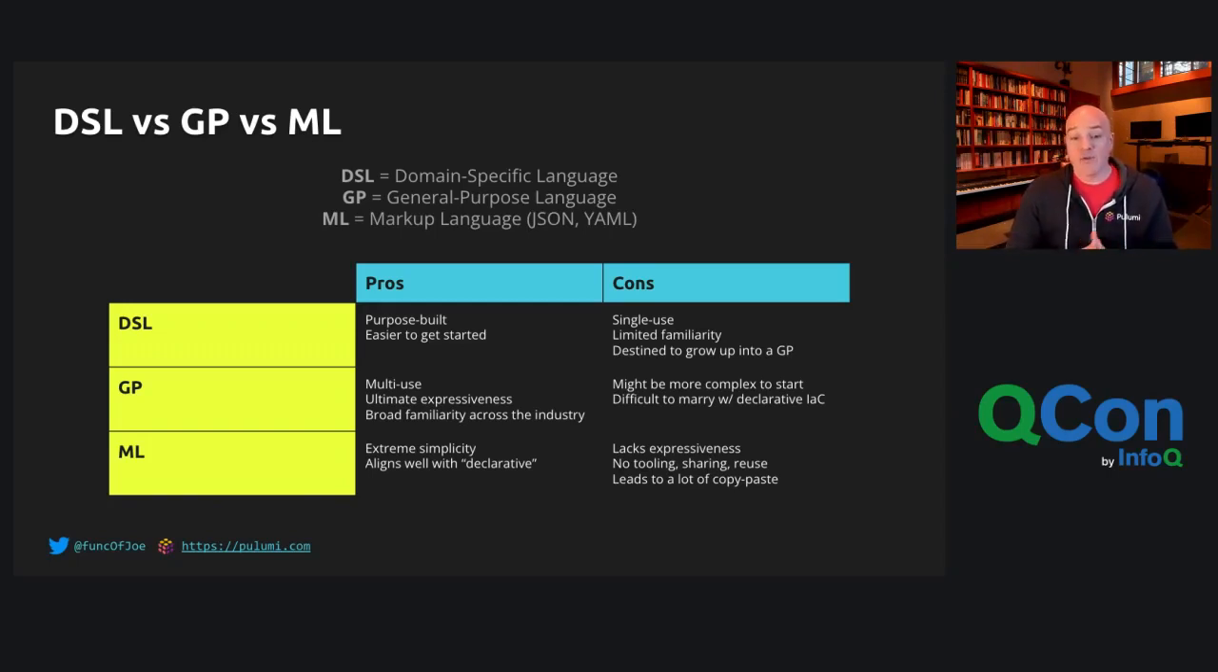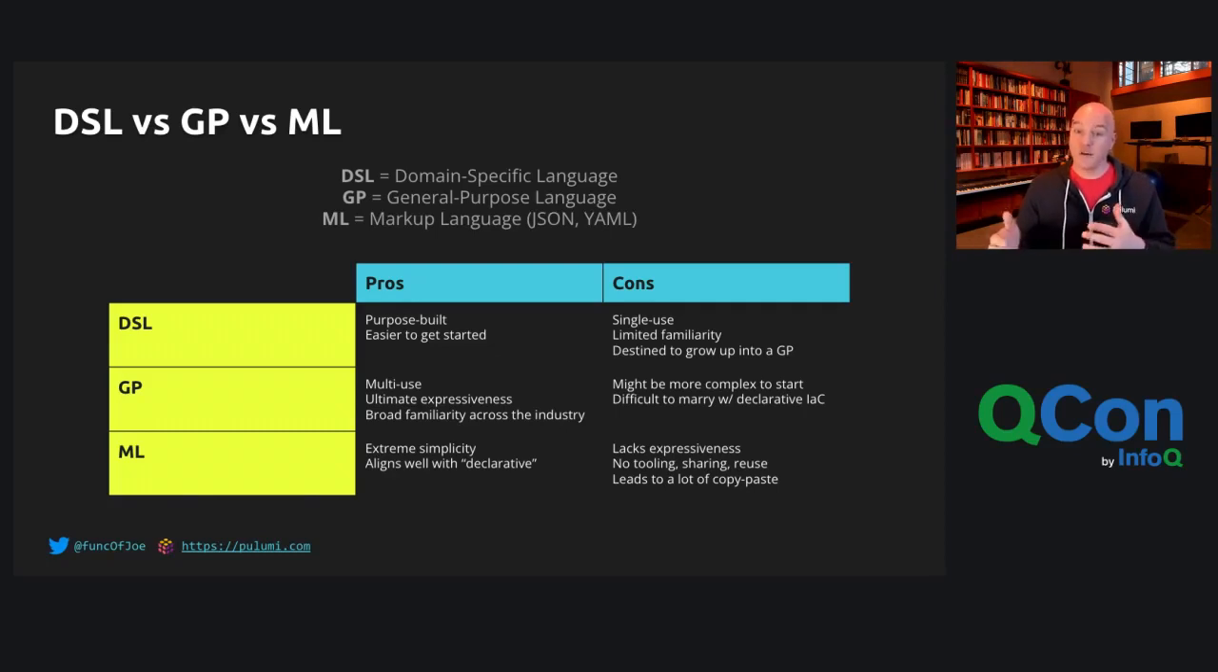And finally, markup language is really extreme simplicity. JSON, YAML are effectively universal data formats that are used everywhere throughout computer software these days. It also aligns well with that declarative approach. Really it is data. So you're declaring, there's no compute in that, except that markup languages lack expressiveness.